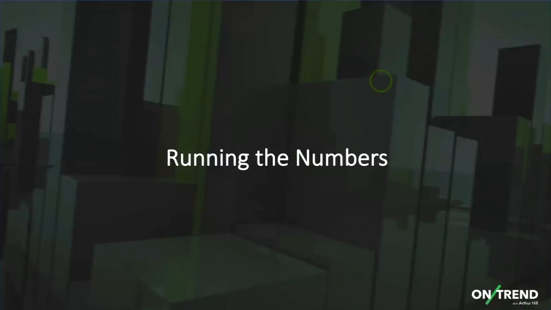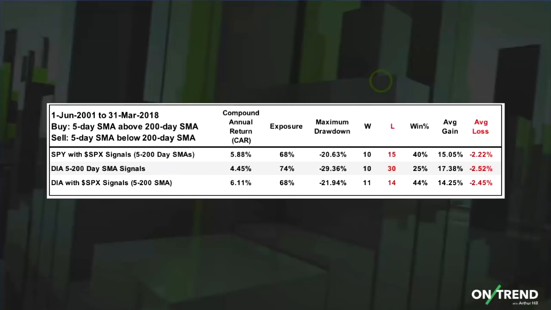So let's put some numbers to it. Now, don't glaze over here because I'm going to show some tables. They're very simple tables. I'm just testing from June 2001 to March 31st, 2018. Got to go by quarters. And I started in June 2001 because that's the first date I could get a full test for IJR. But you can see this is SPY with DIA.